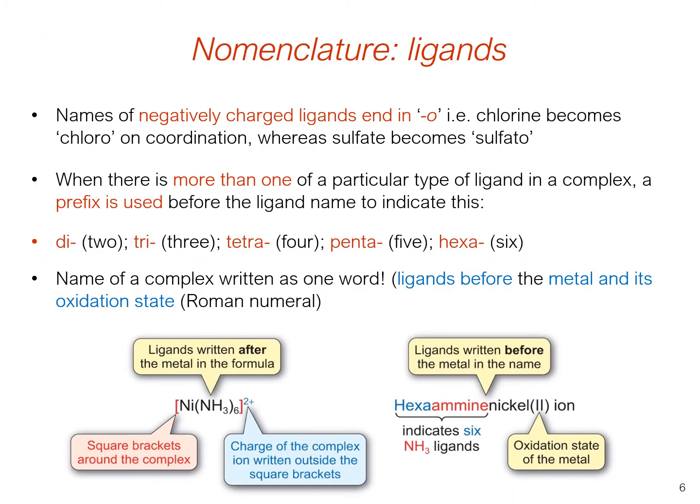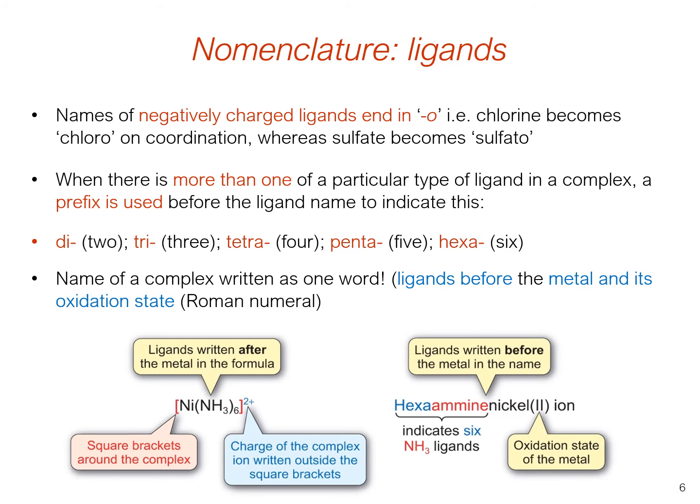Now we've seen some of the metals, we've seen complex ions and coordination compounds, and we've also had a look at a lot of the ligands now. So let's have a look at how to put it all together and actually name these complex ions or compounds. So first up, with the ligands, refer back to the tables to get the name of the ligand on coordination. One thing to note is that the negatively charged ligands end in o, so something like chlorine will become chloro on coordination since it's Cl-.